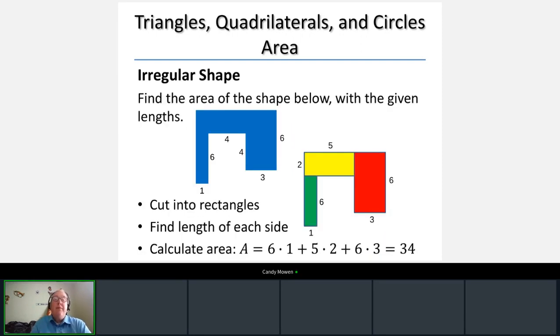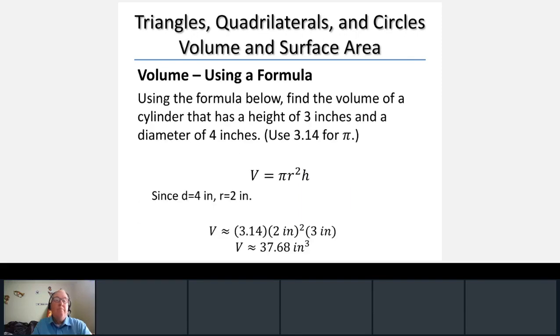Okay, find the area of the shape below with the given lengths. Okay, then we're going to square it off, cut it into rectangles, find the length of each side, calculate. Area equals 6 times 1 plus 5 times 2 plus 6 times 3 equals 34.